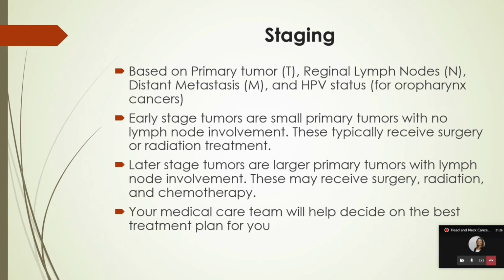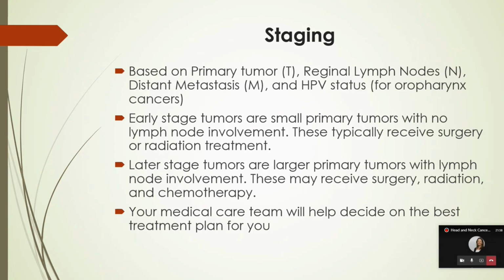Staging with head and neck cancer, and really all cancer in general, is based on a TNM staging system. The primary tumor is the T, and that tells us how large the tumor is, maybe how invasive it is. N is lymph nodes, so whether there are any additional lymph nodes that may be involved. And M is metastasis, so if there's any traveling of the cancer to somewhere else in the body.